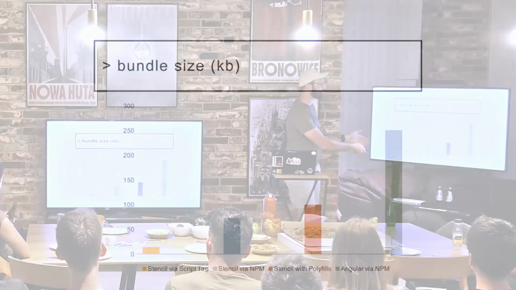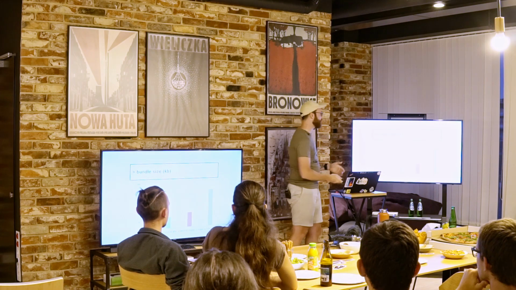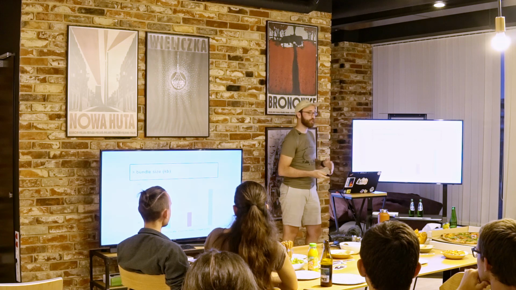Just for comparison, here's some bundle sizes. On the far right, this is an example of when we were pulling in the Angular pattern library. There's a lot of things going in there. When you're pulling in those Angular components, they still need to have a lot of information for Angular to actually be able to process them. With Stencil, it's much smaller. Like I said, the browser is taking care of it.